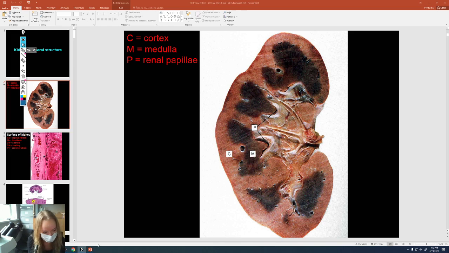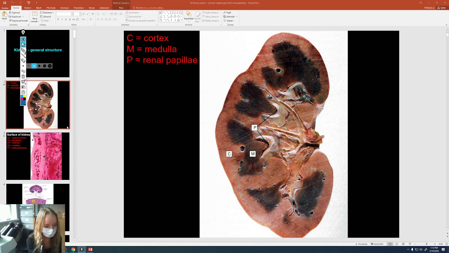Maybe you can add, if you are speaking about lobules, there are also lobes, which are represented by a pyramid and neighboring cortex. Yeah. So, in fact, our slide is one lobe. Pyramid of medulla and cortex above, it's one lobe.